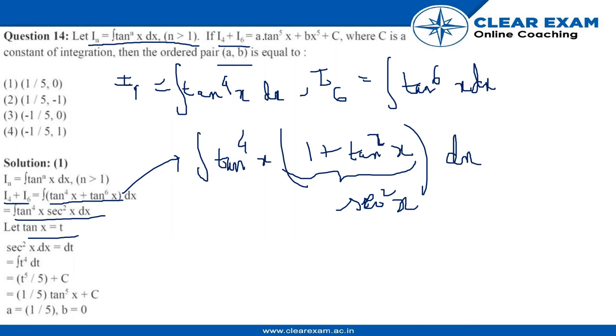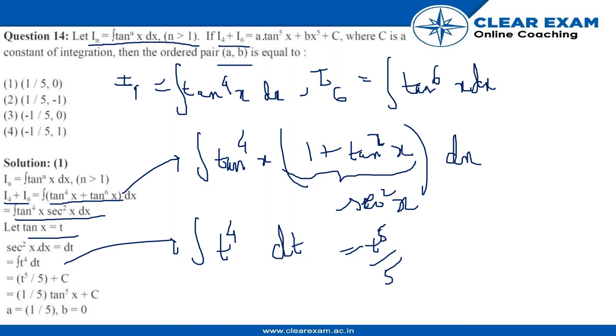Now we will just have to get it behind the integration sign, with t and dt. Now we just have to solve this particular integral, which is very easy. The answer comes out to be t^5 by 5 plus c, and the t over here is tan x, so we can substitute it and the answer would be tan 5x by 5 plus c.